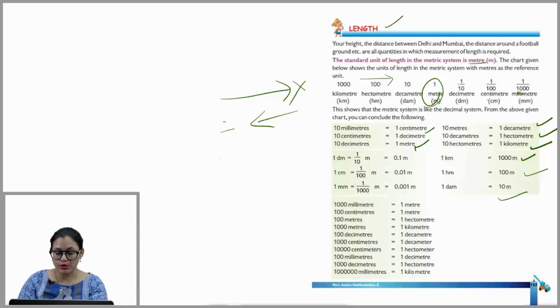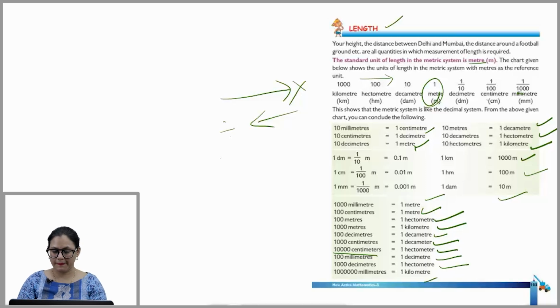1000 millimeters is equal to 1 meter. 100 centimeters is equal to 1 meter. 1000 meters is equal to 1 kilometer. 100 decimeters is equal to 1 decameter. 1000 centimeters, 1 decameter. 10,000 centimeters, 1 hectometer. 100 millimeters is equal to 1 decimeter. 1000 decimeters is equal to 1 hectometer. And what's this? This is 10 lakh millimeters is equal to 1 kilometer.